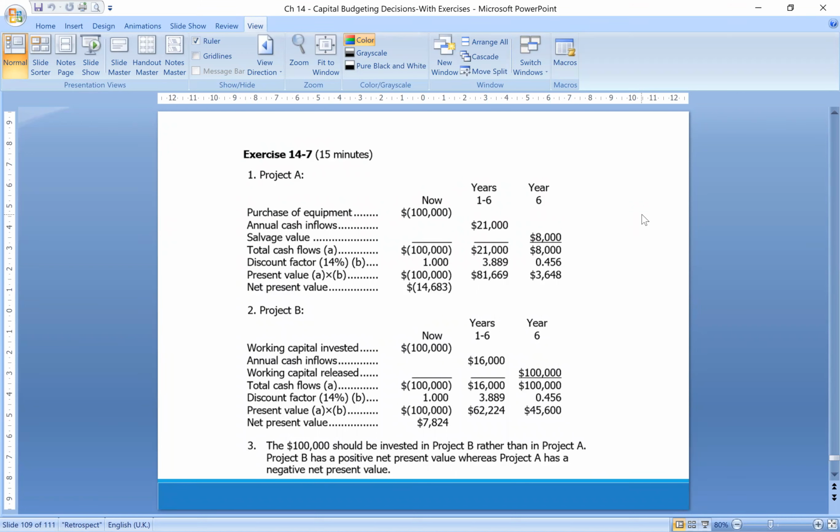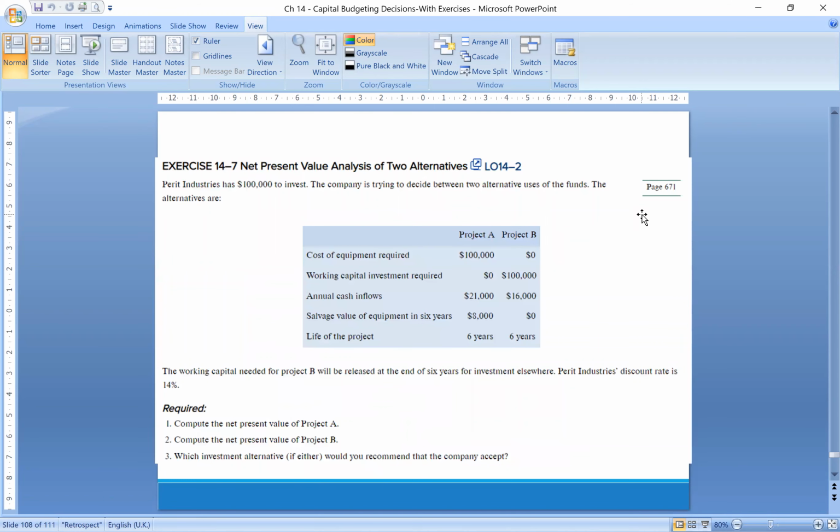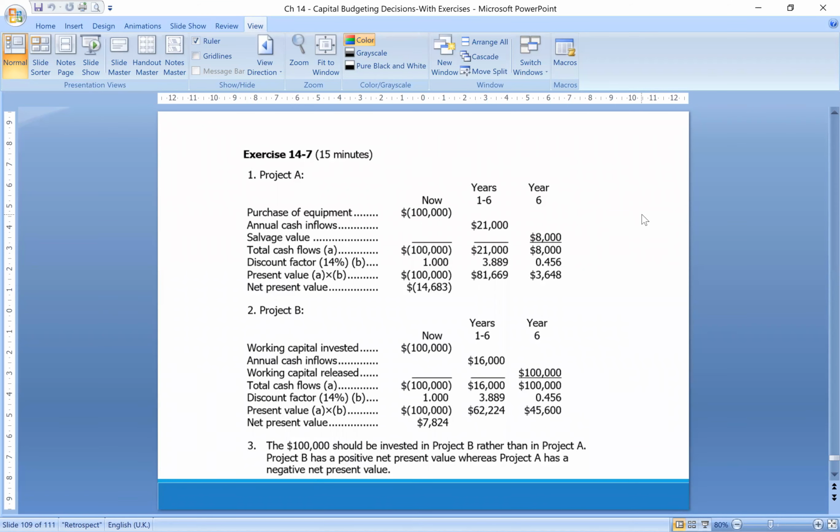And what else? We don't have a salvage value for project B, but we still have something. What is that? Do we have anything else here? Yes, we do have. The word working capital, look at the question again. The working capital needed for project B will be released at the end of the 6 years, which means what, guys? I will receive the 100,000 again, right?